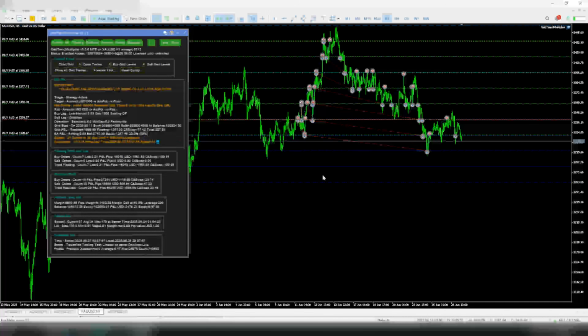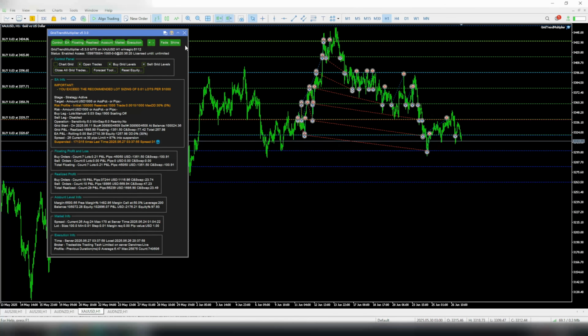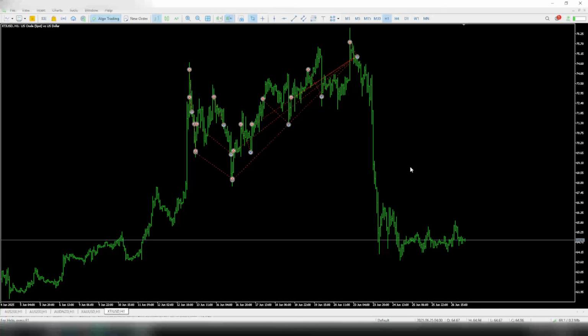Let's go to one more chart, and now I've got gold open. And you can see, again, this one, I've set it up to risk $1,000 to make $1,000. And according to the little info box I've got here, currently I'm up $260 out of my $1,000. And this trade has not closed yet. Not everything goes to plan all the time.